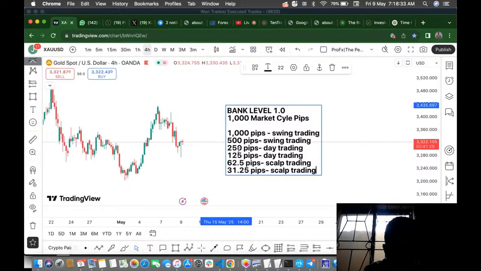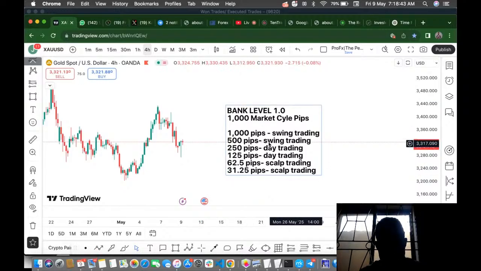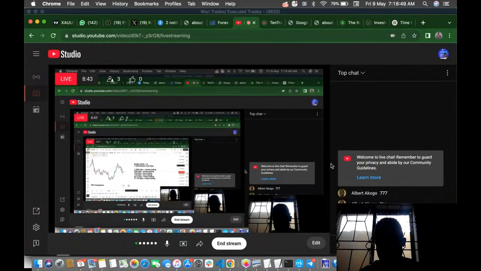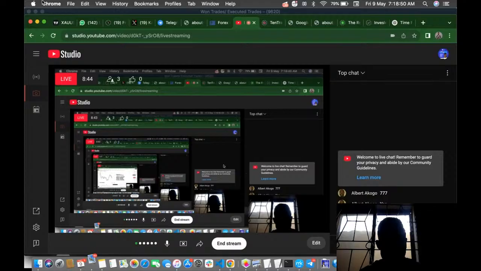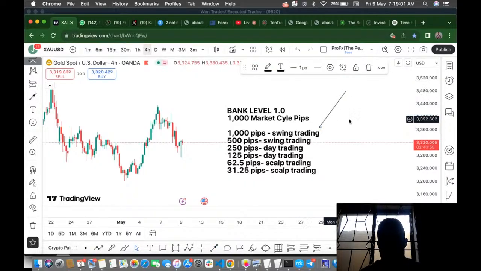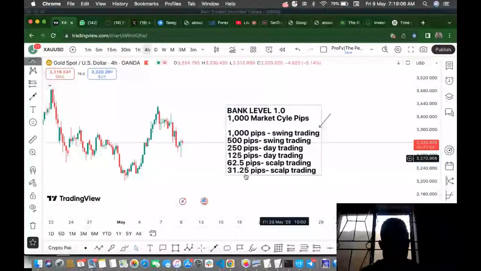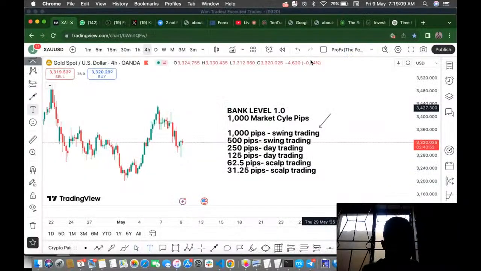250 pips is swing trading, while 312 and 625 is day trading. So it depends on the volatility of the instrument you are trading. It's relative. So this is for volatile pairs, example gold. If this is clear, type in clear. So this is for volatile instruments.